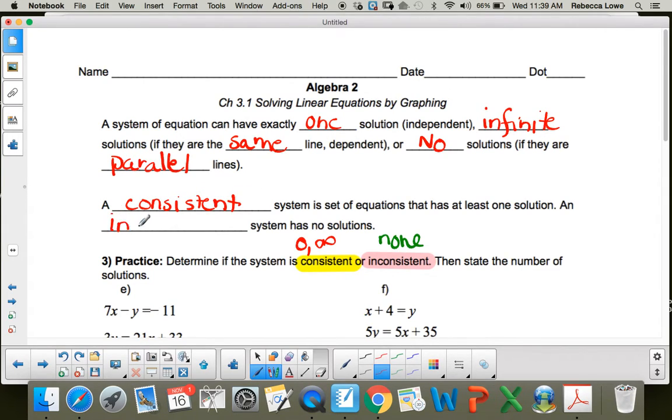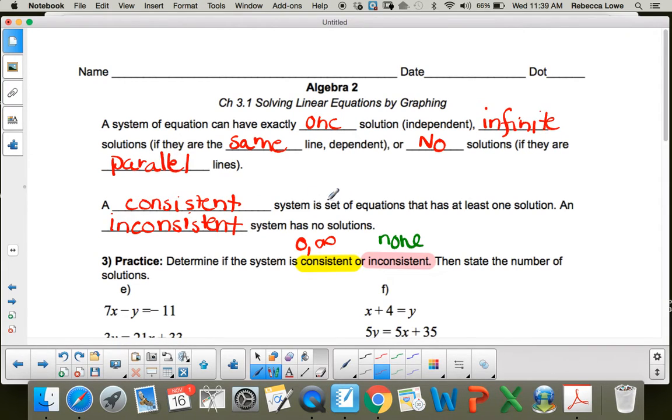Inconsistent. So this says a system of equations can have exactly one solution. It's known as independent. It could have infinite solutions. If they're the same line, that's known as dependent because they depend on each other. Both of those are considered consistent. Or it could have no solutions if they are parallel lines, and that would be inconsistent.